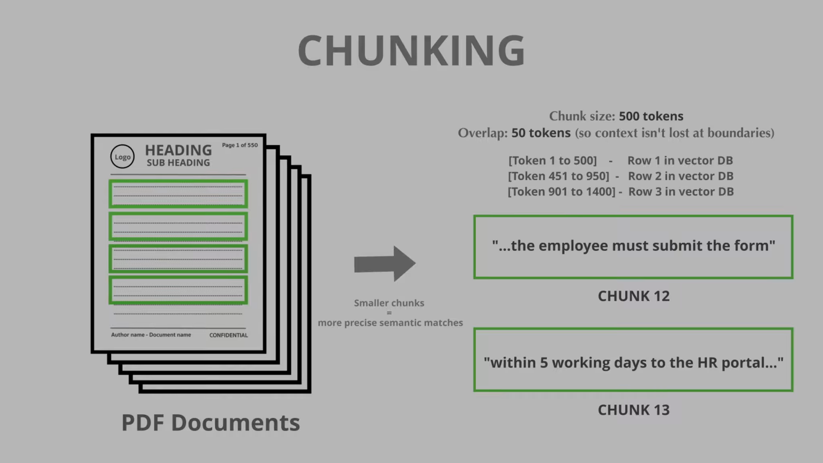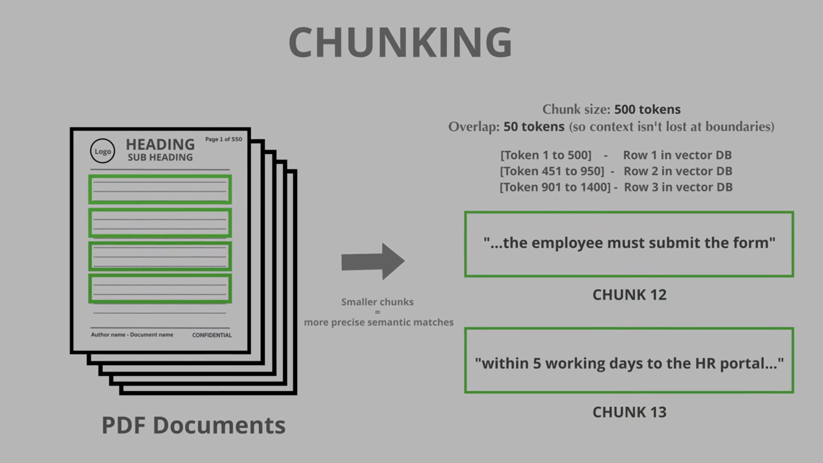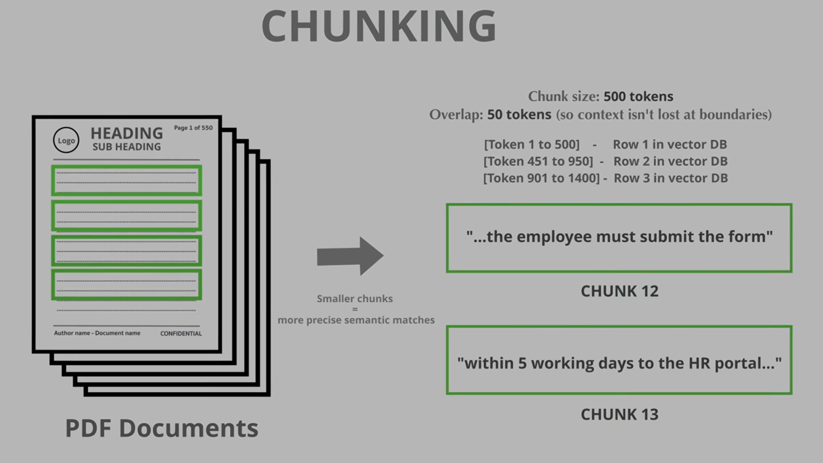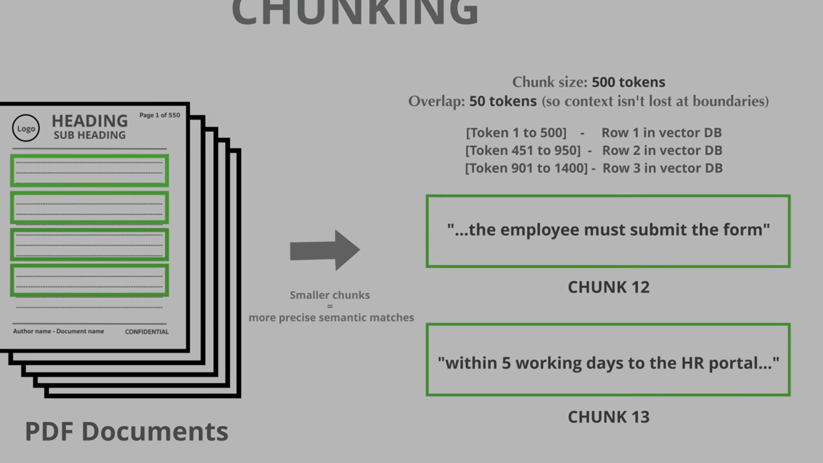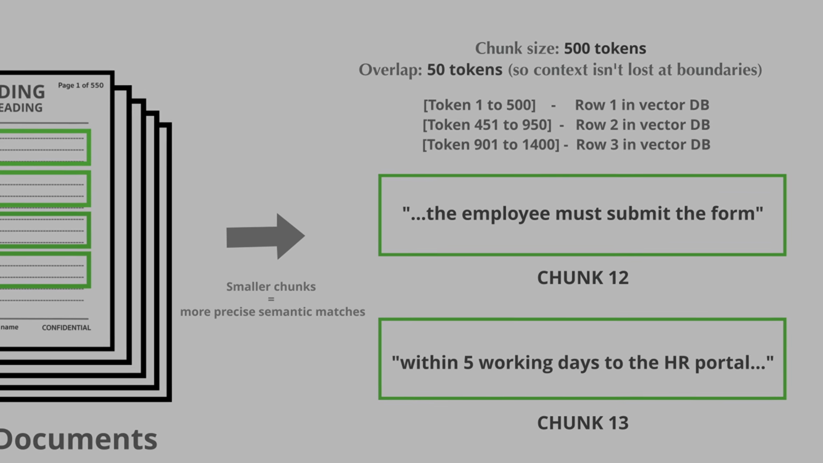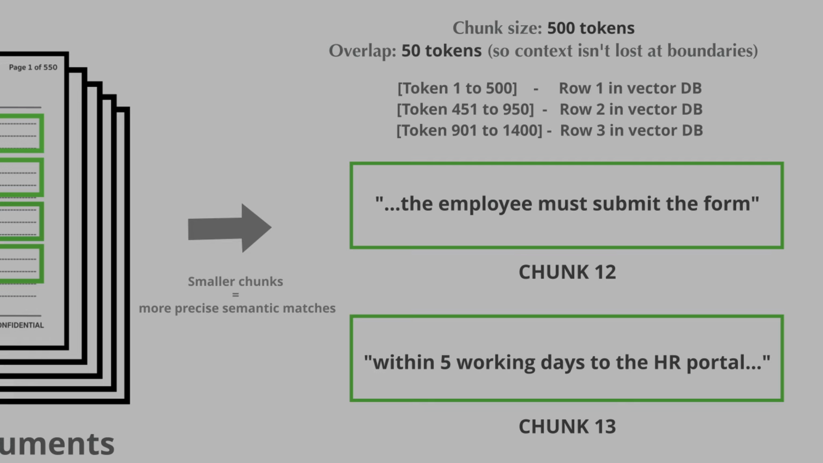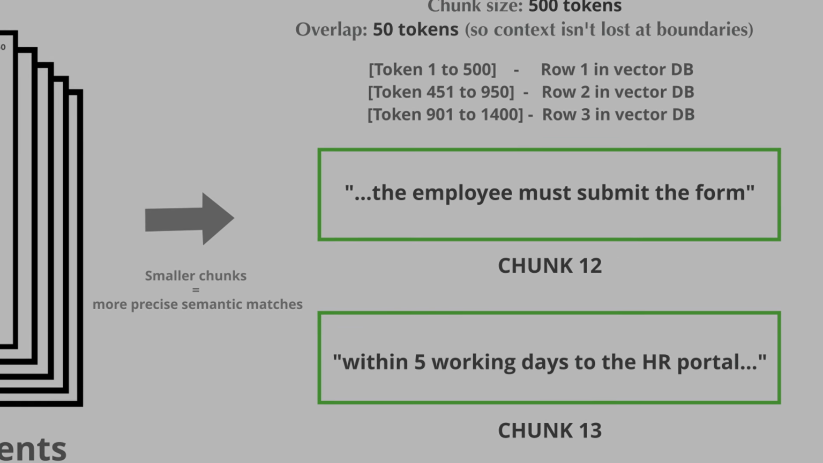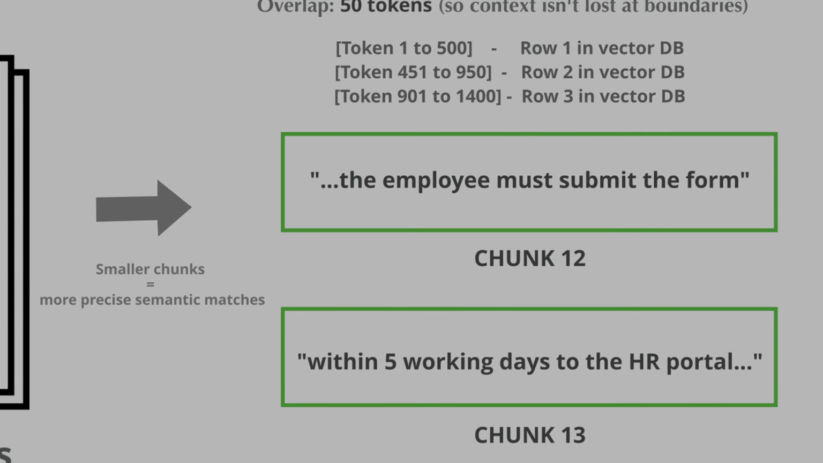Wait, why is overlap needed? Because context can break between chunks. Like in this example, chunk 12 ends with "employee must submit the form," and chunk 13 starts with "within 5 working days." Without overlap, both chunks lose meaning individually because the meaning is split across 2 chunks. Overlap preserves semantic continuity without hard limiting, so context isn't lost at boundaries.